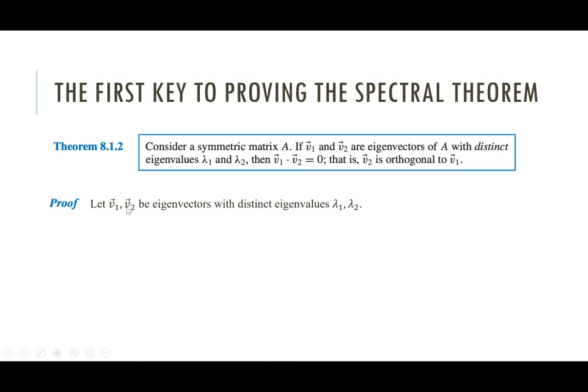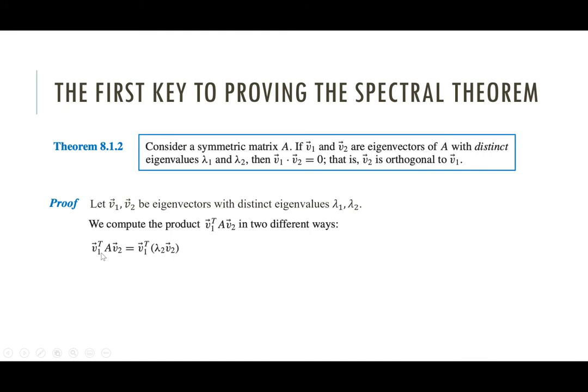So let's get our hypotheses on the table. Suppose we've got two eigenvectors with distinct eigenvalues, lambda 1 and lambda 2. Our goal is to show that v1 and v2 are orthogonal. So let's compute this product, which you're like, why? And the answer is because it works. So let's see where this goes, and then you'll see why we're computing this. So we're going to compute this product in two different ways.